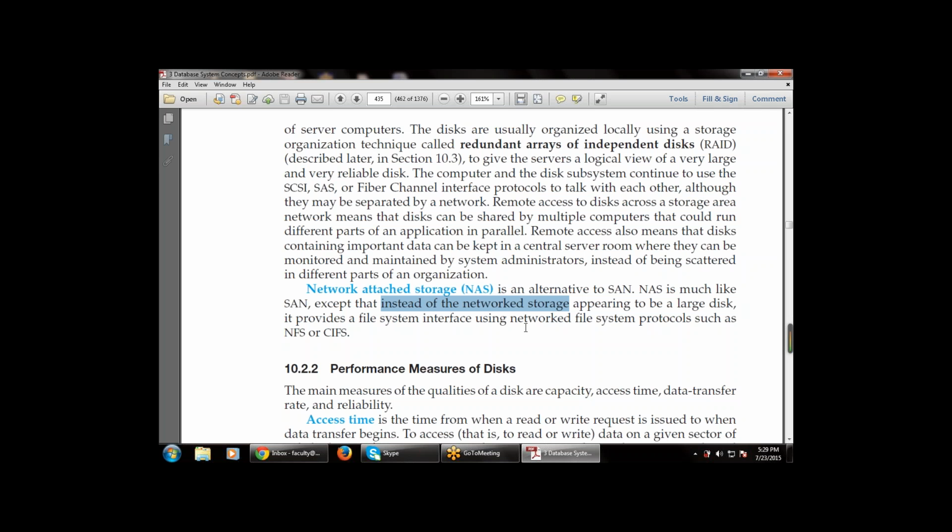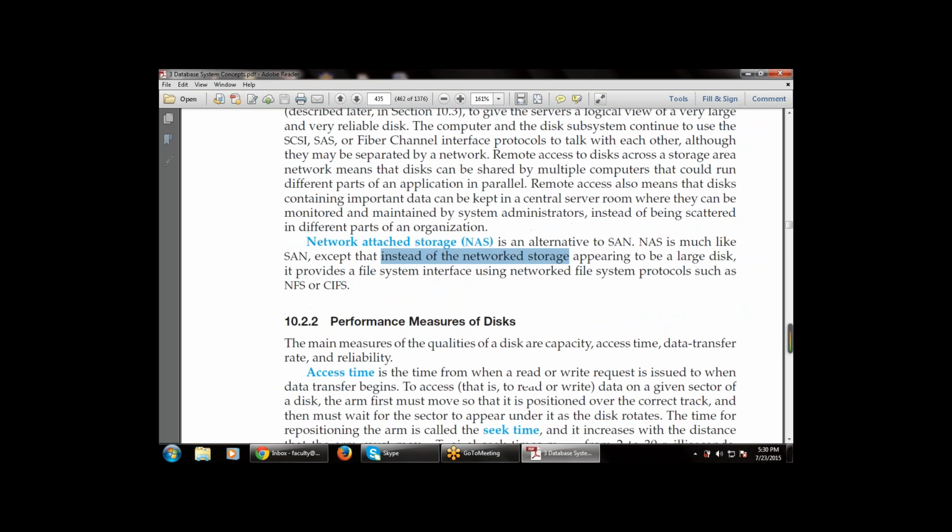So one is the capacity, one is the access time, one is the data transfer rate, and one is the reliability. Now what is the access time? Access time means the time required to access the data. It is the time from when a read or write request is issued to when the data transfer begins.